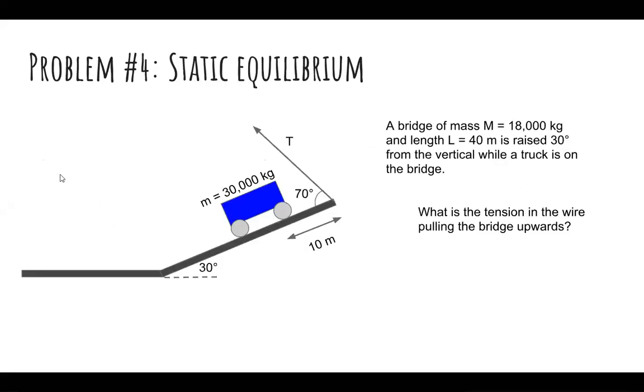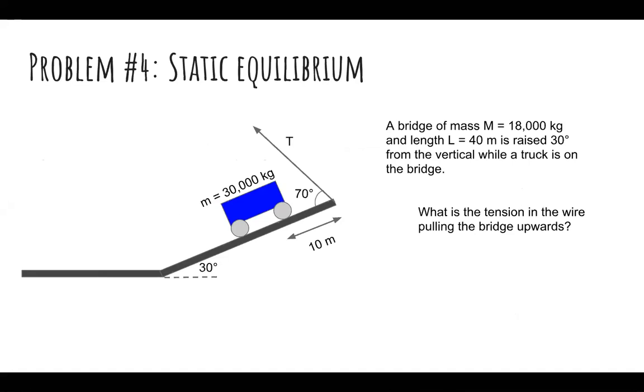Okay, so the final problem here is a static equilibrium problem. We've got a bridge with a mass of 18,000 kilograms, and it's 40 meters long, and it's being raised 30 degrees from the vertical while a truck is on the bridge. What is the tension in the wire that is pulling the bridge upwards?